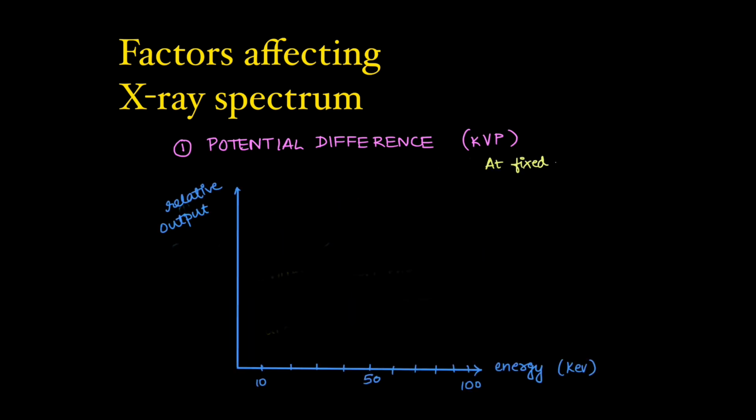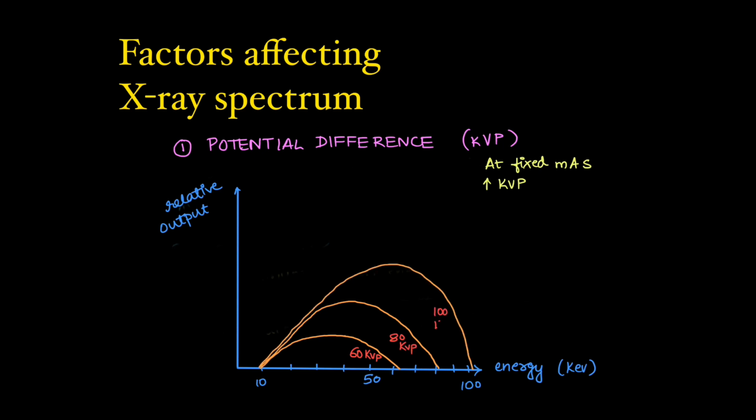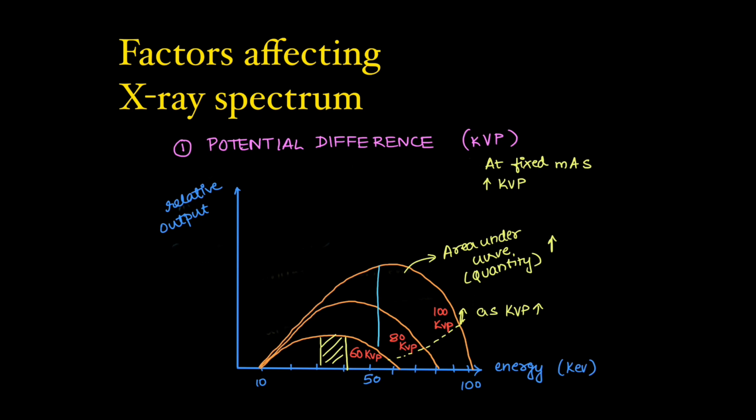So now how does the graph change? At a fixed filament current, we go on increasing the KVP. The area under the curve goes on increasing, that is the quantity of X-rays increases. Also the high energy photons will also increase. So at high KVP, more energy X-ray beam is produced. So the quality of X-ray beam also increases.